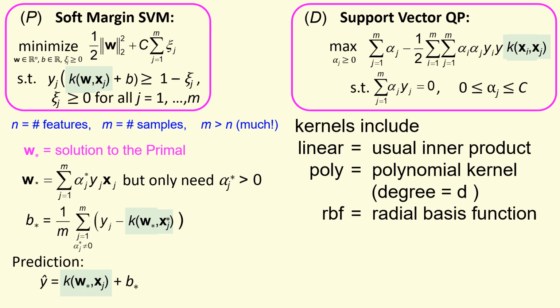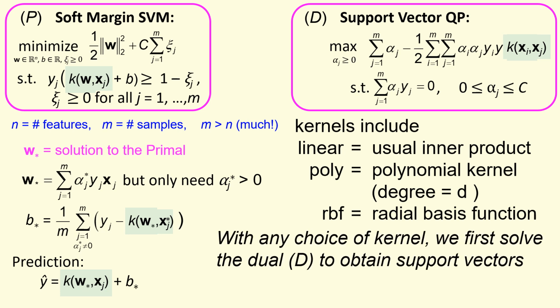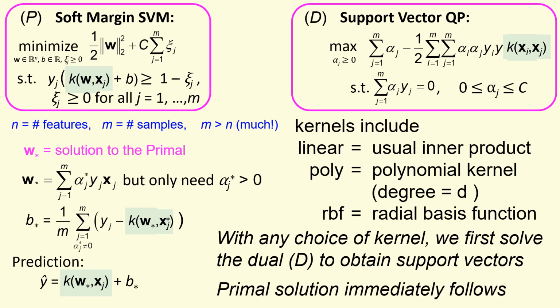So kernels could be linear, or the polynomial kernel degree d, or a radial basis function, and there are other possibilities. But with any choice of kernel, we first solve the dual to obtain the support vectors. Once you have the support vectors, the W star and the b star can be expressed in terms of those support vectors. And that means the primal solution immediately follows once we know the support vectors.